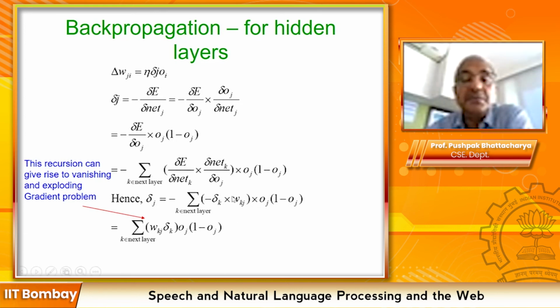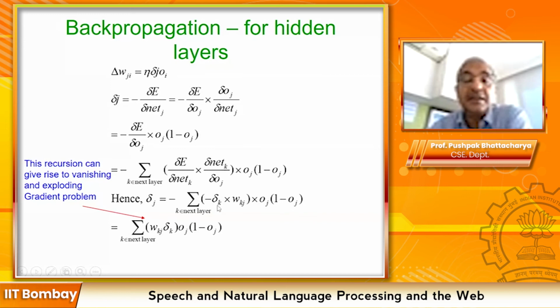So the boundary condition will be the outermost layer, where delta K is known in terms of target minus output value. Okay, so this is the weight change rule, and I have the weight change rule as Wkj delta K into the derivative of the sigmoid. Wkj into delta K is like a weighted sum of delta K values. Delta K values are error expressions. So this is the error backpropagation expression, and that's why this is called the error backpropagation algorithm.